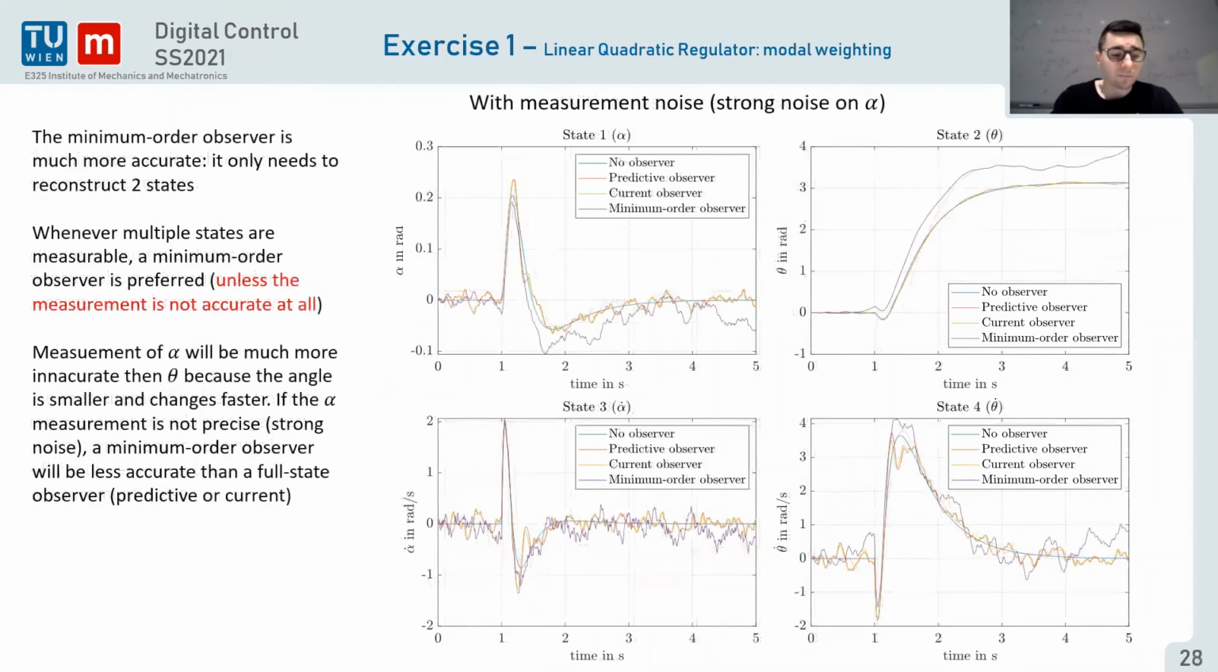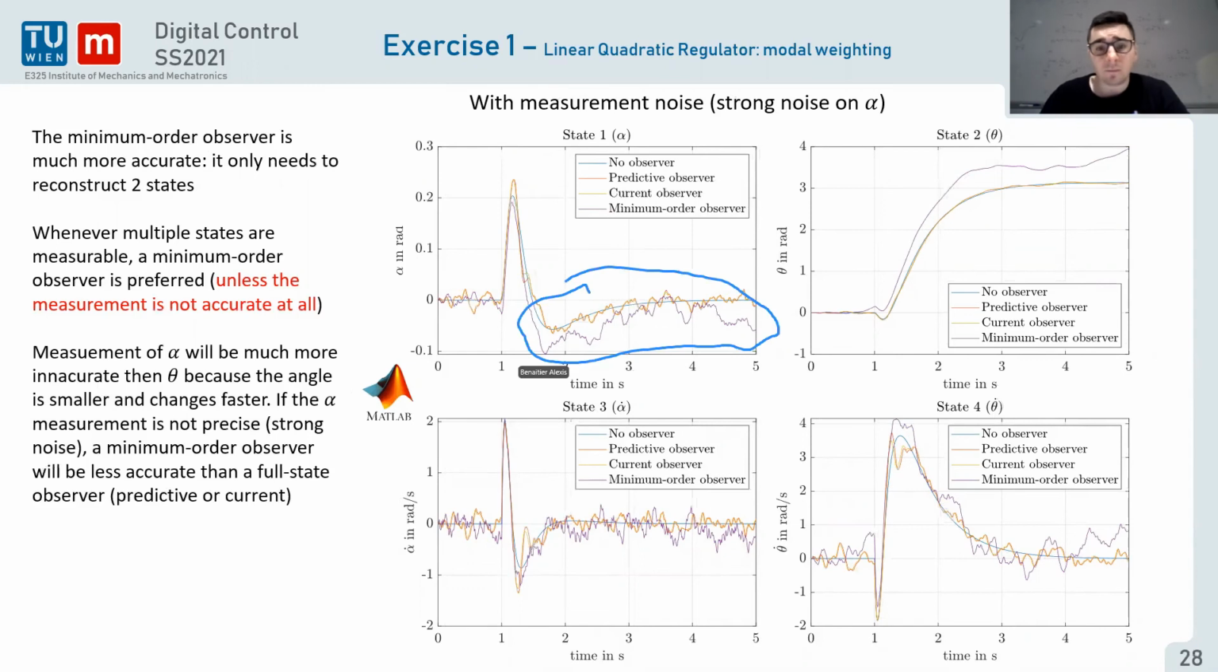Now what you can do is add some much stronger noise. Here it's exactly the same as before, but there's really strong noise in alpha, and you can see that there's a big offset. The problem is that you're taking the measurements and saying that the measurement is perfect. This is what the minimum order observer is doing. So alpha and theta are not defined by the observer, they're just taken as a measurement. If the measurement is not accurate, then the minimum order observer is not going to be good.